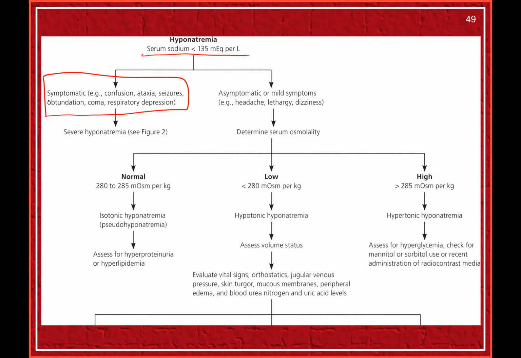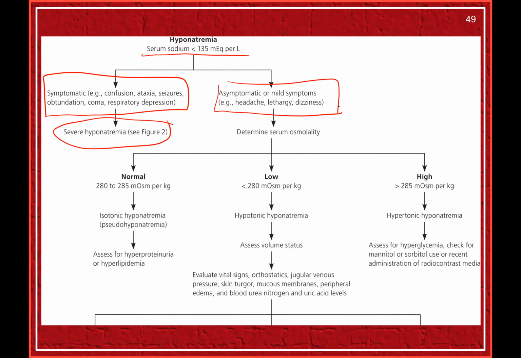Now, suppose he is having severe symptoms. We'll have another table and go to that afterwards. But before that, we go into the asymptomatic or mildly symptomatic patient. That means he may have no symptoms except a biochemical hyponatremia. But he may also have headache, lethargy, or mild dizziness, things like that, which are much milder symptoms.